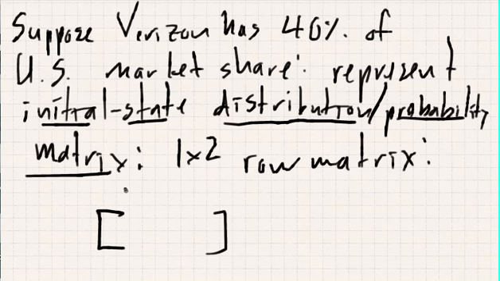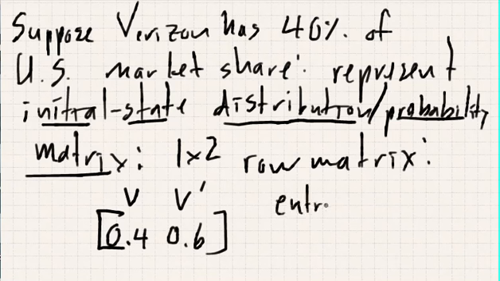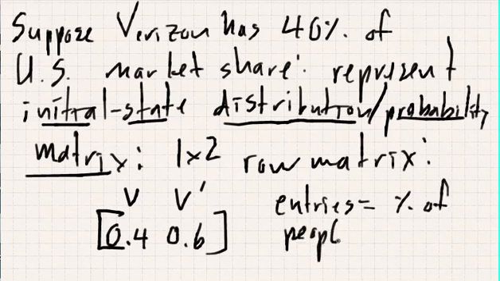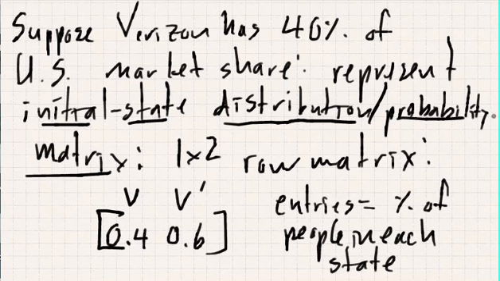You can either be a subscriber of Verizon or not. This says that 40% of people use Verizon, and then the other 60% do not. So the entries equal the percent of people in each state, which is where this word distribution comes in. But you could also think of it as probability, saying that if I randomly select a person out of the United States, the probability that they have Verizon is 0.4, the probability they don't is 0.6. These numbers are just made up.